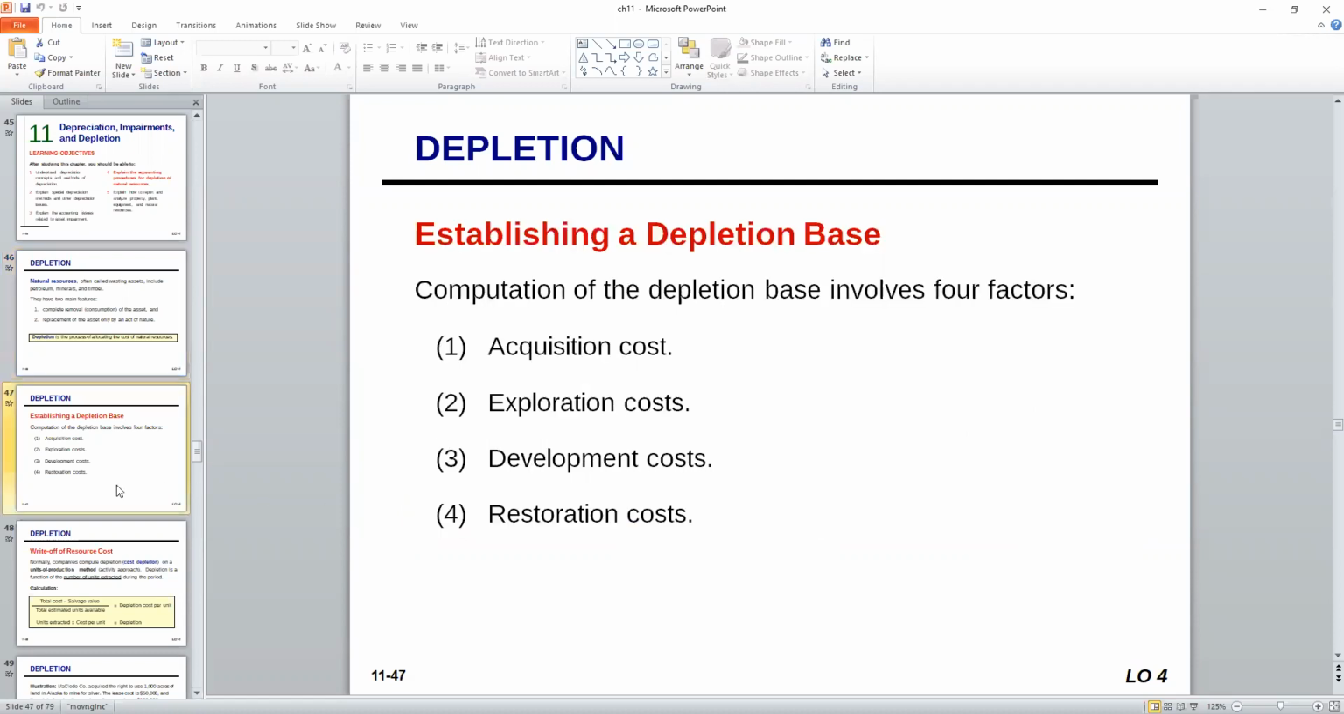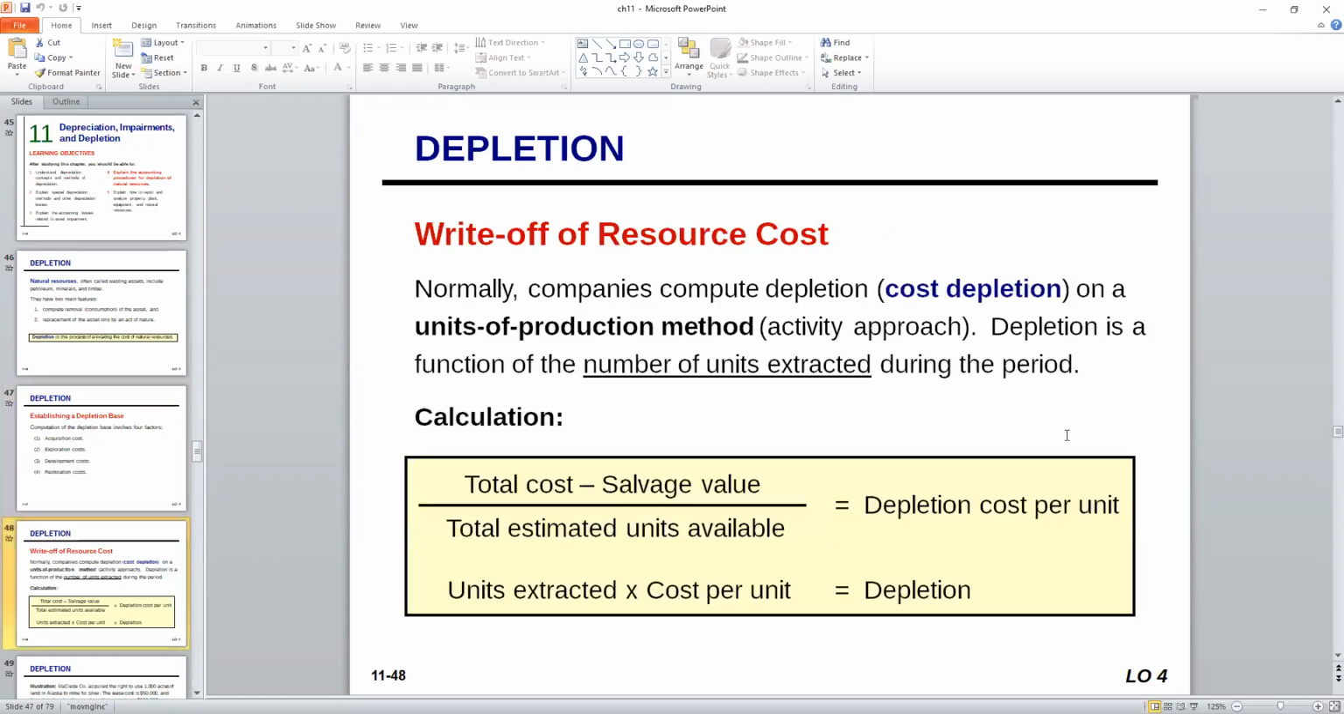So the first thing we have to figure out is what is the cost, right? It's the acquisition cost, the exploration cost, the development cost, and the restoration cost. All of that goes into the depletion base. And then we're going to go through a process of depletion.